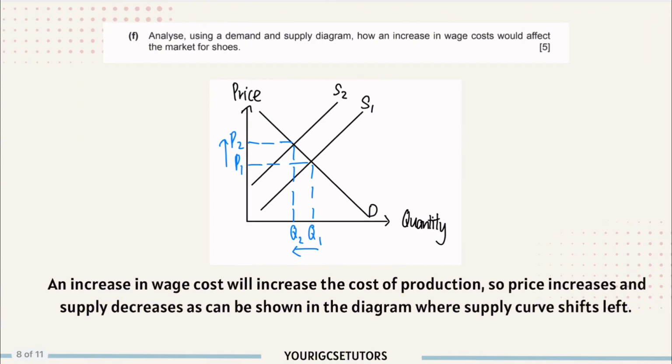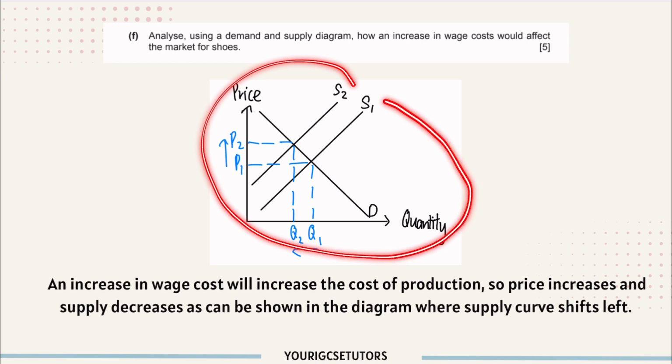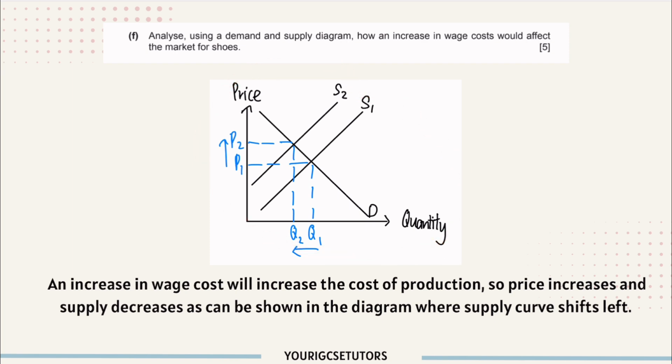Question F. Analyze using a demand and supply diagram how an increase in wage cost could affect the market for shoes. So when you see wage cost, you must immediately know that it affects the supply. An increase in wage cost reduces supply. So we draw this curve. So we can see there's a leftwards shift.